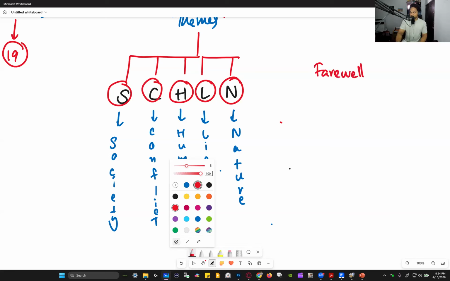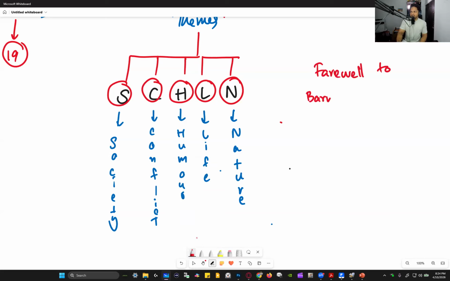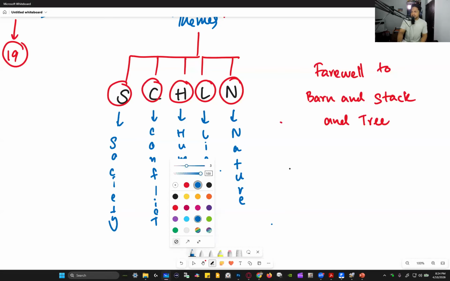Farewell to Barn and Stack and Tree. Also, remember to spell the title properly in the exam. If you write farewell to barn, comma, stack and tree, you won't get marks. If you don't write the title exactly as it is, you won't get marks.